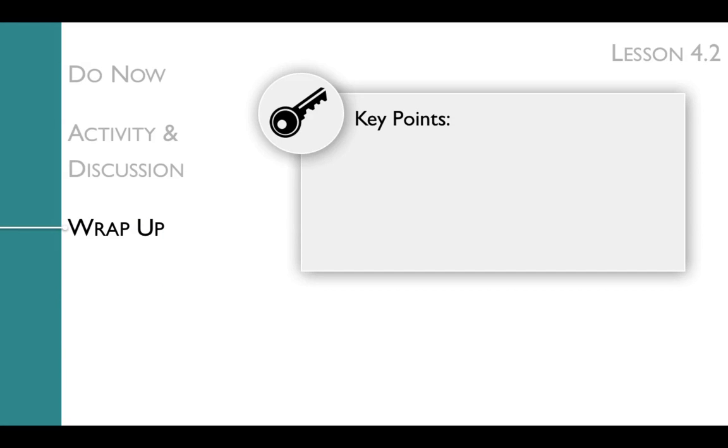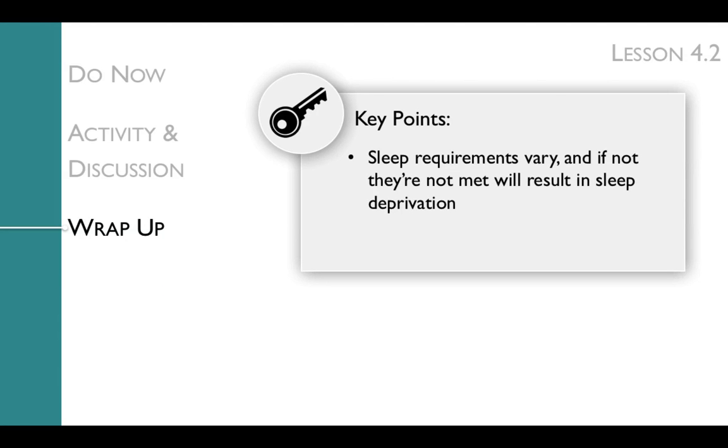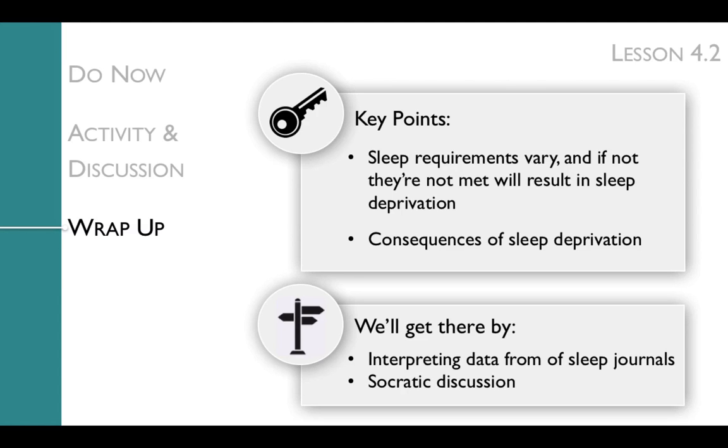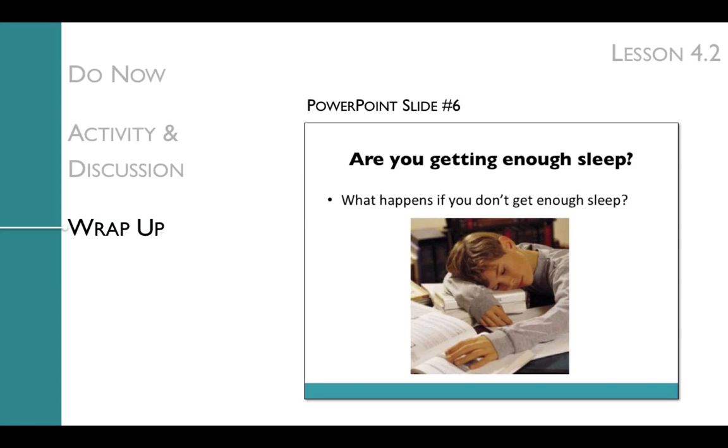The key points of the wrap-up are again that sleep requirements vary, and if they're not met, will result in sleep deprivation, as well as to reinforce the consequences of sleep deprivation, which were highlighted in the homework reading last night. We'll get to these key points by interpreting data from the sleep journals and with a Socratic discussion. In the wrap-up, you'll ask students what happens if you don't get enough sleep. Students read about sleep deprivation for homework last night, so they should be familiar with the many effects, including fatigue, daytime sleepiness, clumsiness, weight loss or gain, decreased concentration, decreased memory, and decreased performance.